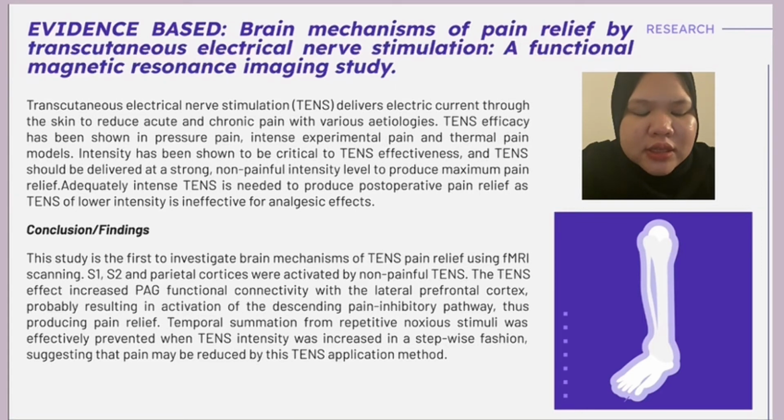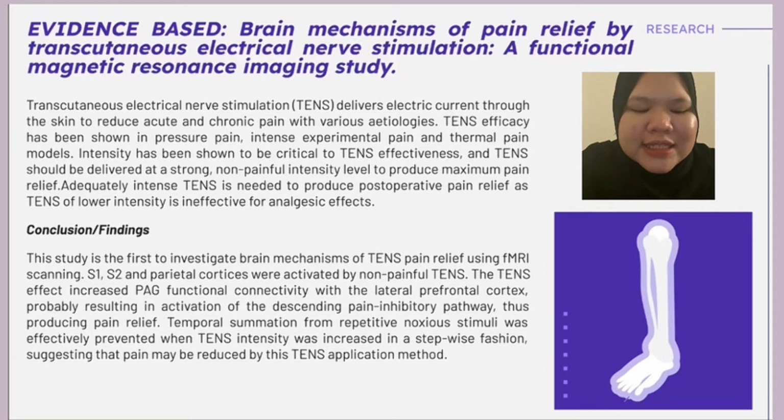This study suggests that transcutaneous electrical nerve stimulation delivers electrical current through the skin to reduce acute and chronic pain with various etiologies. TENS efficacy has been shown in pressure pain, intense experimental pain, and thermal pain models. Intensity has been shown to be critical to TENS effectiveness, and TENS should be delivered at a strong, non-painful intensity level to produce maximum pain relief.